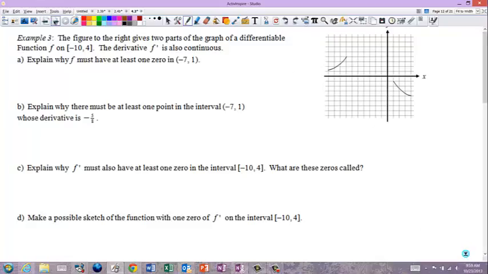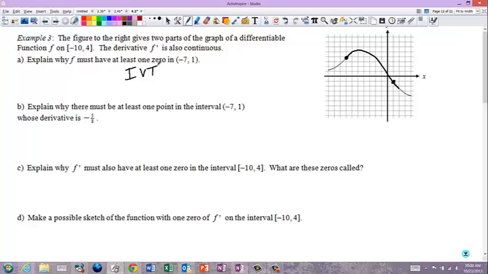Example 3, the figure to the right gives two parts of a graph of a differentiable function from -10 to 4. The derivative is also continuous. Explain why f must have at least one zero in -7, 1. Well, it looks like it's going up. It's going to eventually have to come back down somewhere, and it's going to have to cross through. So in order for it to be continuous, it would have to cross those. And that is the intermediate value theorem.